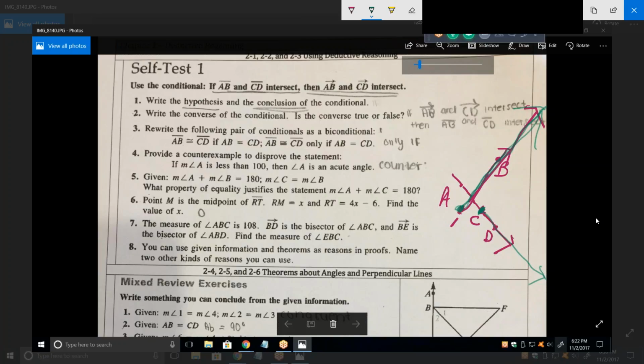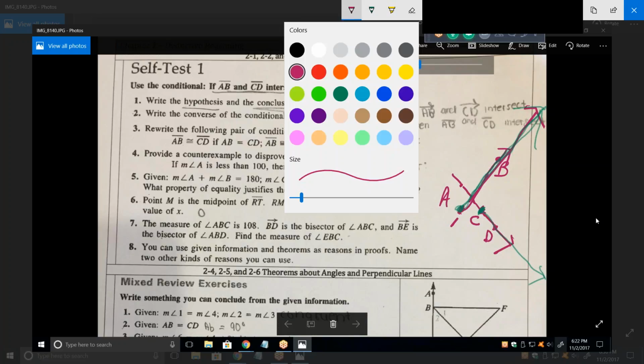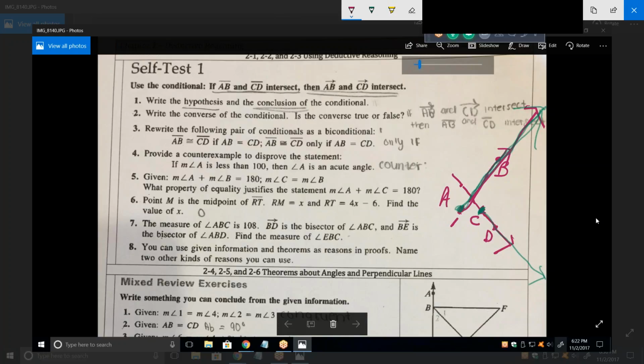So if the two rays intersect, then I think the two line segments have to intersect. So let's go with true on that. I won't spend any more time. I don't want to waste your time with my lack of expertise on this particular material.